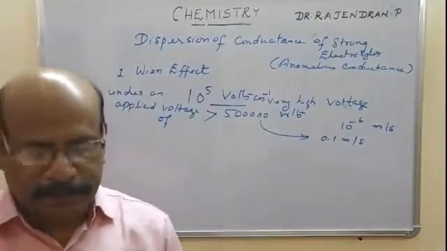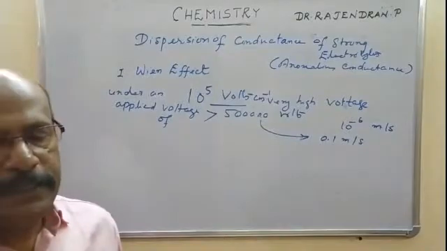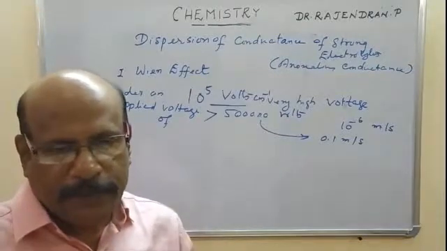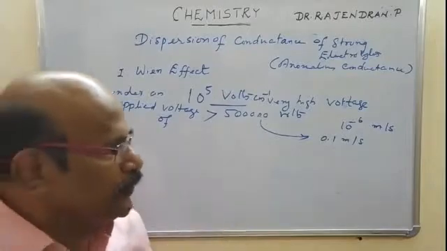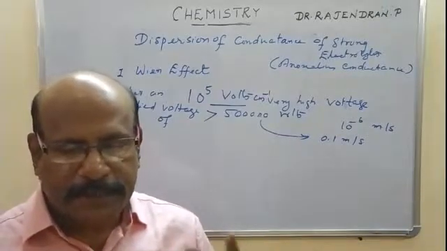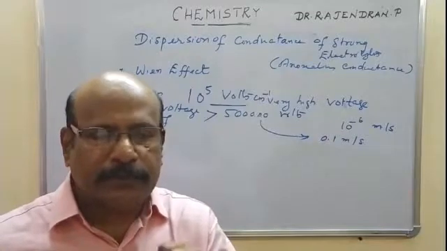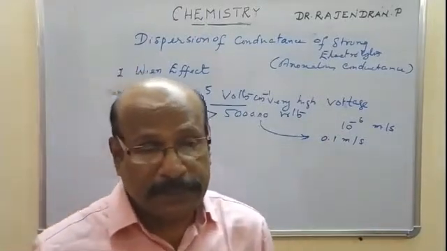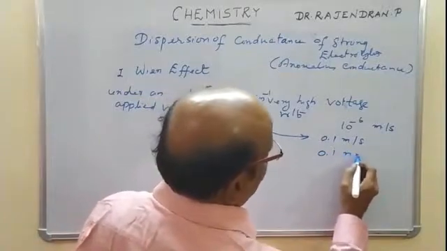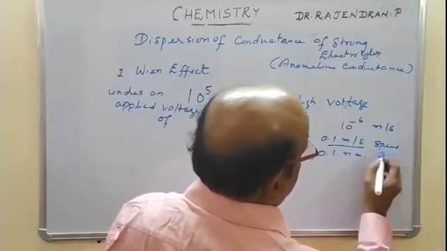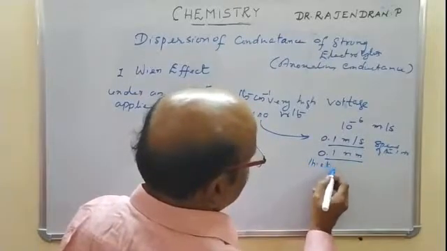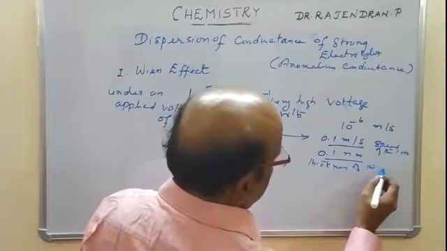So what I want to say is that when we apply a high voltage of the order of 10 raised to 5 volts per centimeter, the ion attains a very high speed of the order of 0.1 meter per second. Under this high speed, the ion practically travels a much greater distance than the effect of the ionic atmosphere just behind it, because the thickness of the ionic atmosphere is only 0.1 nanometer. This is the speed of the ion at high voltage. This is the thickness of the ionic atmosphere.